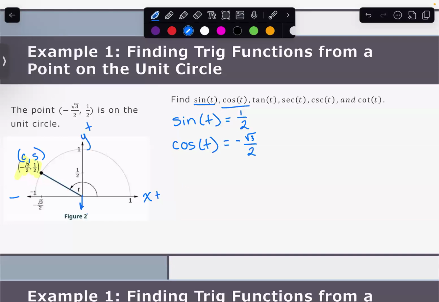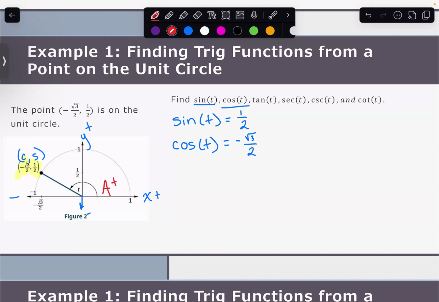If we go down, that's negative. So we would just graph that like a regular coordinate. Our x value is negative, our y value is positive. We can also remember which values are positive and negative in certain quadrants with this little mnemonic phrase.